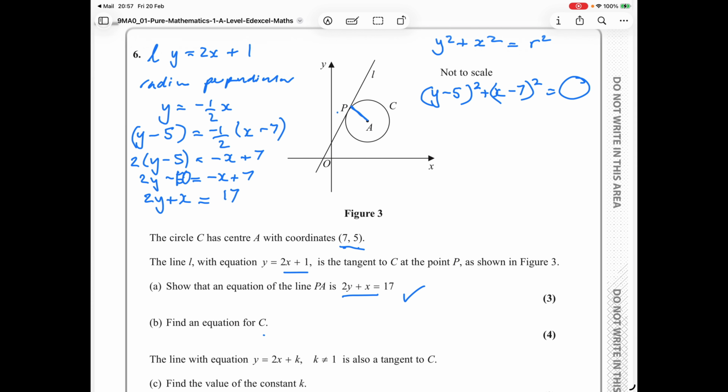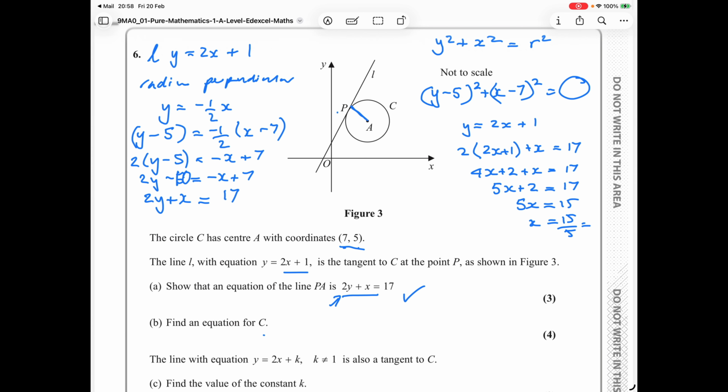So if we substitute y into this one here, so if we know that y equals 2x plus 1, and then we go 2 times 2x plus 1 plus x equals 17, then we get 4x plus 2 plus x equals 17. So 5x plus 2 equals 17. 5x equals 15 if we take 2 off both sides. So x equals 15 over 5 equals 3. Now if we substitute that into this, we then get y equals 2 times 3 plus 1, which equals 7. So now we know that P is at 3, 7.